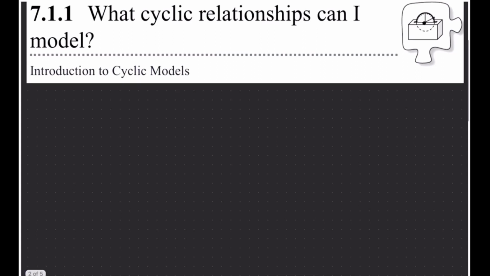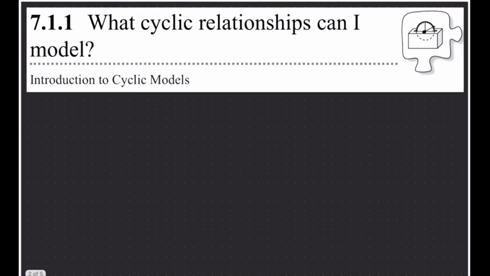So the first section, 7.1, has to do with the cyclic relationships. And what does that all mean? So if something is cyclic, it means it goes around in a cycle. It's going to go through a cycle, and then it's going to go through another cycle, and each one of those cycles is the same thing.